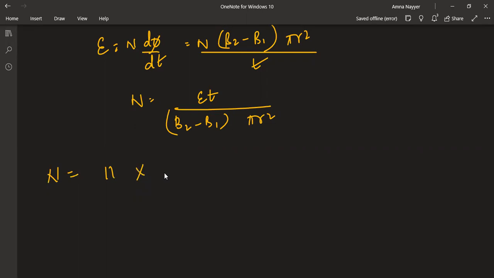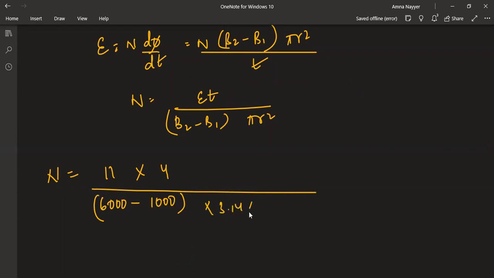EMF is 11, time is 4 seconds, right? So 11 into 4, then we have B2 minus B1. So 6,000 minus 1,000 multiplied by 3.14 into r square. So radius is 0.01. So this whole square. So when you solve this, you'll get answer as 28, as Khalid has correctly answered it. Note down the solution, then we'll move forward.